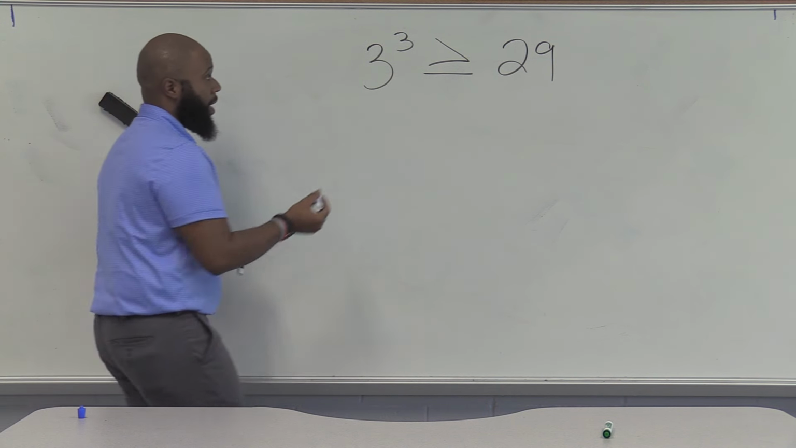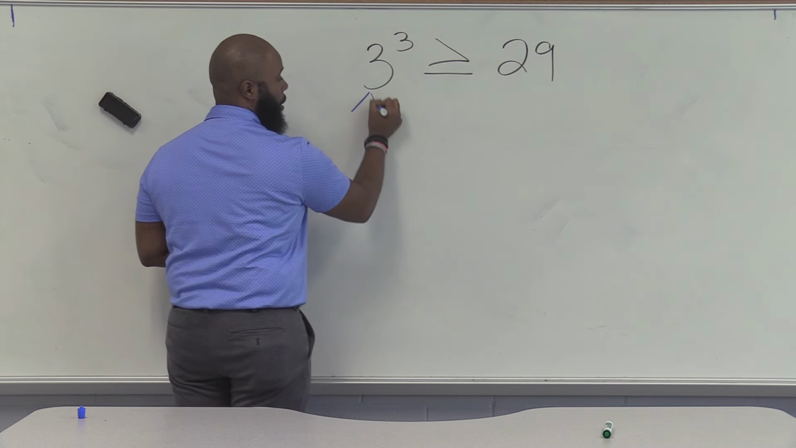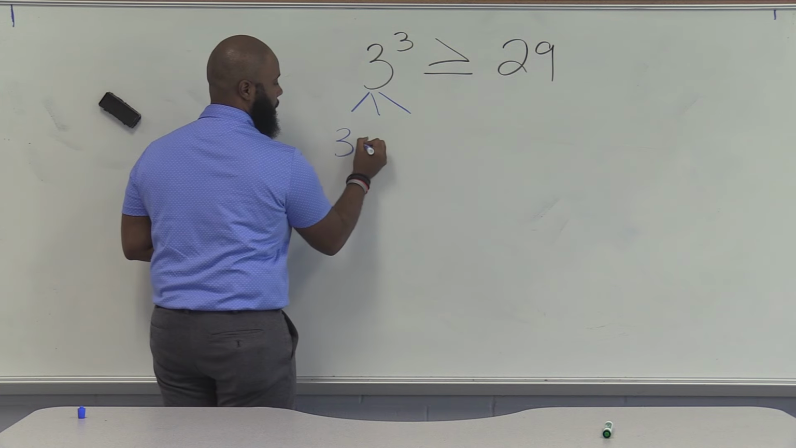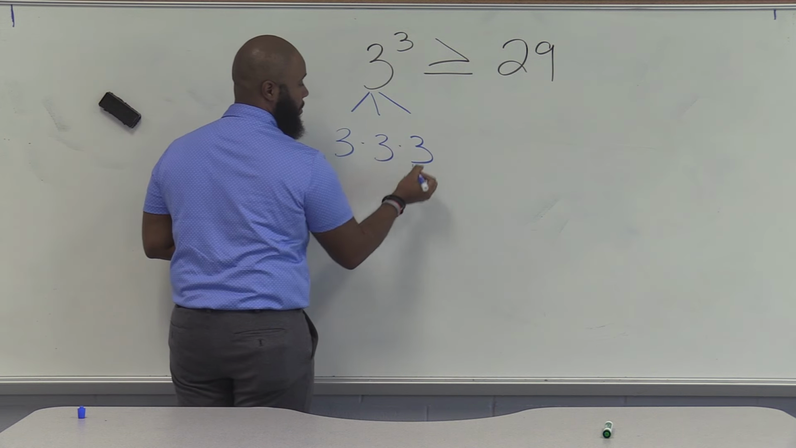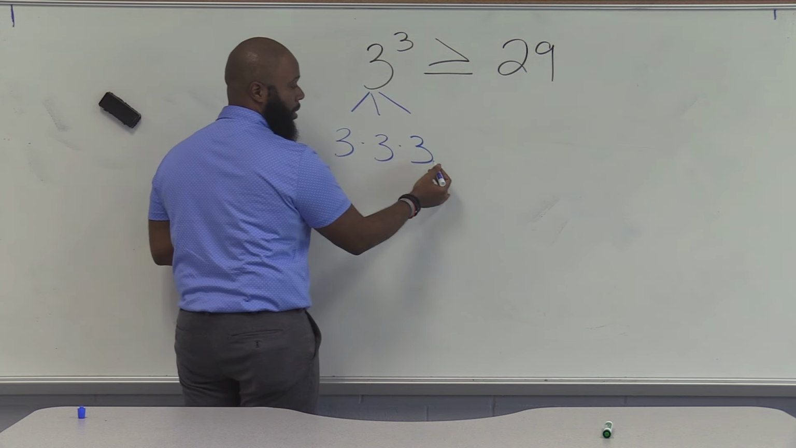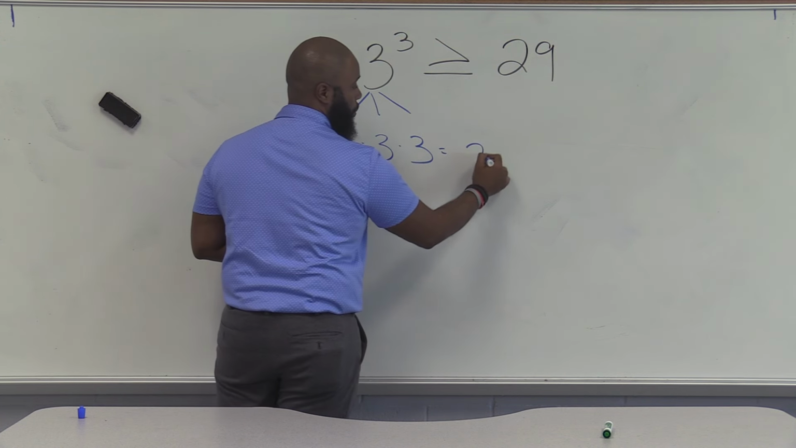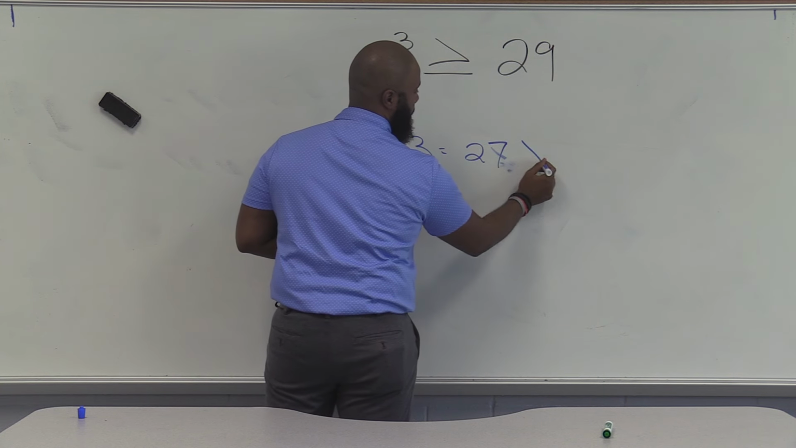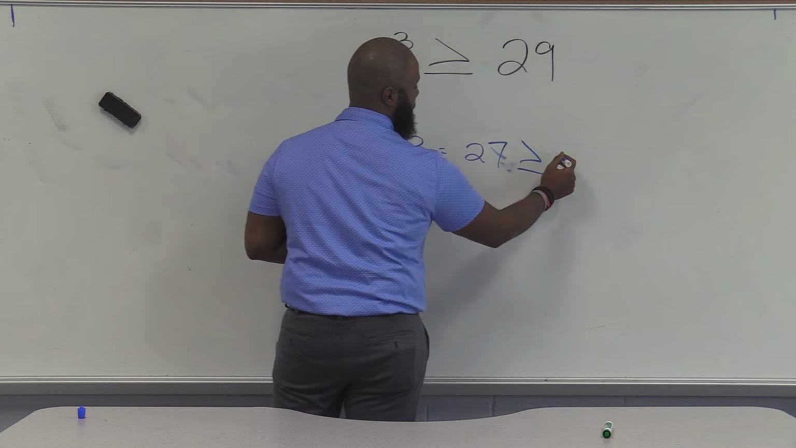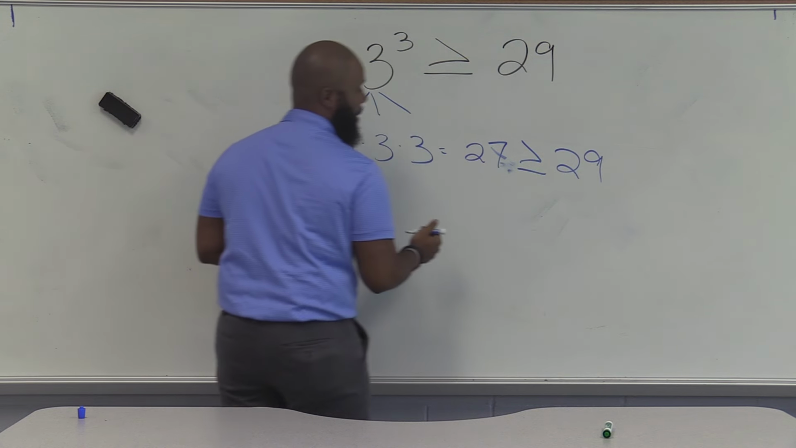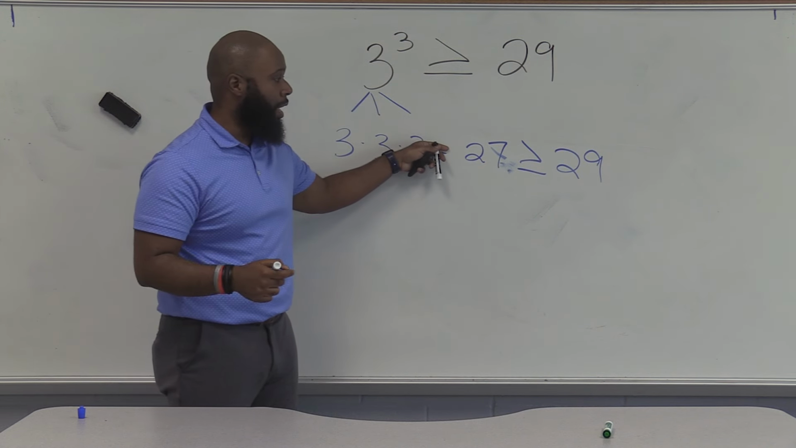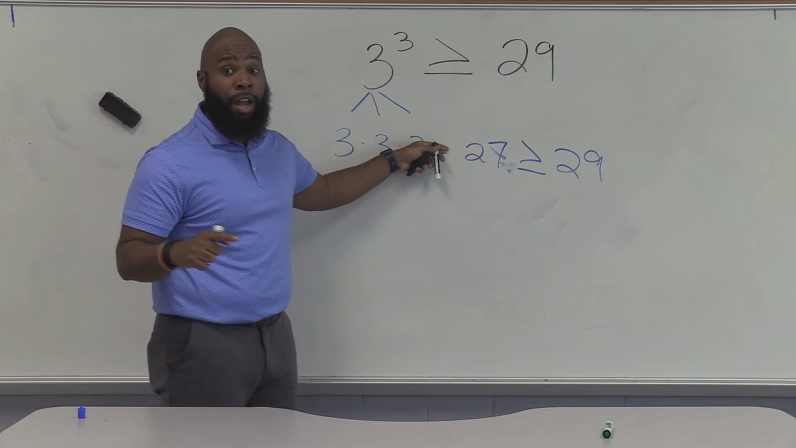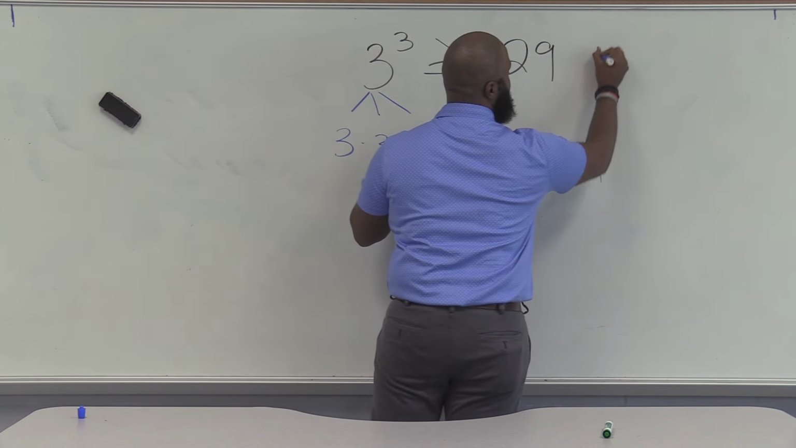Let's see. 3 cubed, I know, is 3 times 3 times 3. 3 times 3 times 3 is going to give me 27. And rewrite my problem. 27 is greater than or equal to 29. Is 27 greater than or equal to 29? No, so this has to be false.